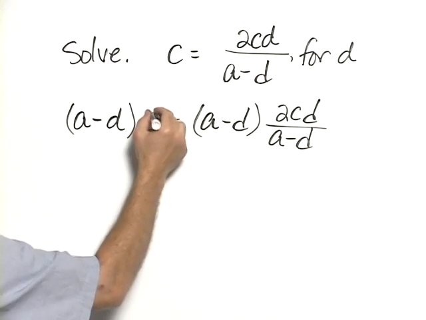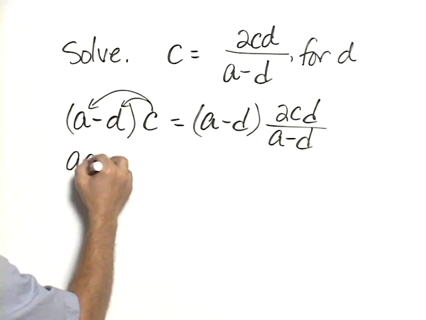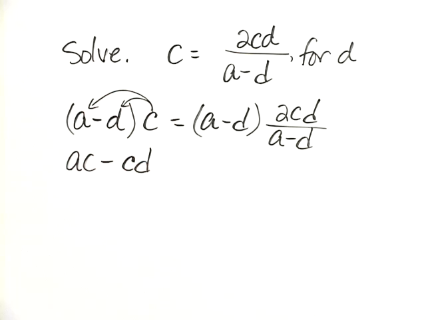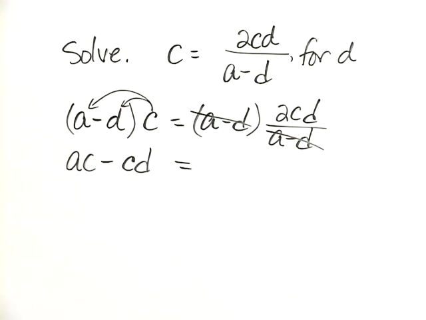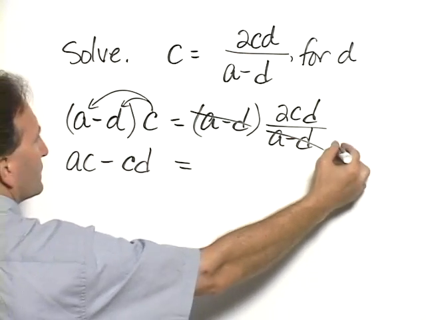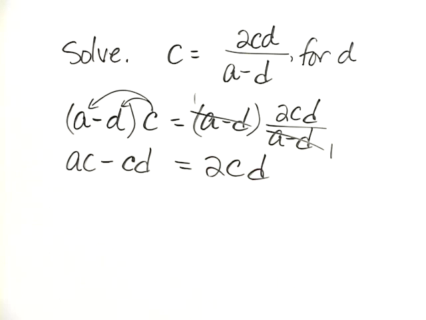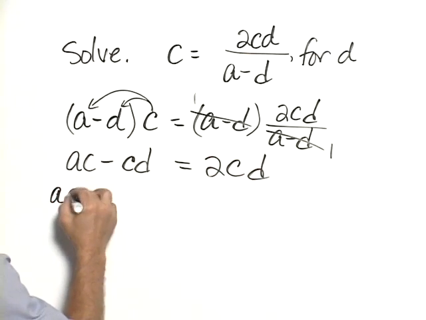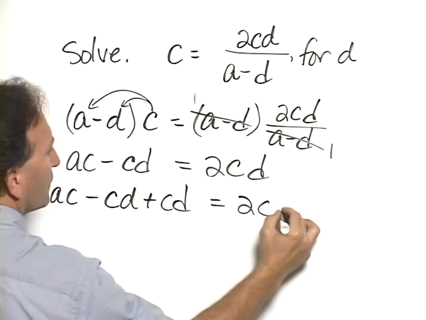On the left-hand side, we would have to distribute the c. So we have ac minus cd, putting the letters in alphabetical order. On the right-hand side, a minus d divides into a minus d once, so the result is 2cd. We are trying to isolate d, and that means we need to get the d's on the same side, so we're going to add cd to both sides.